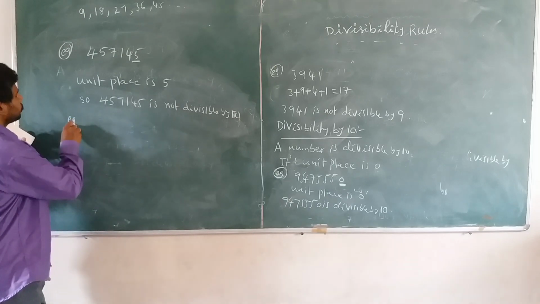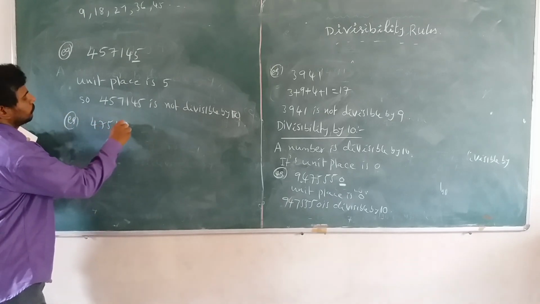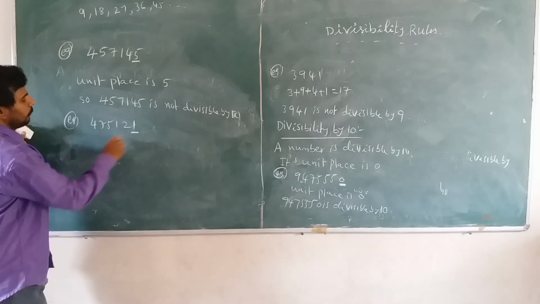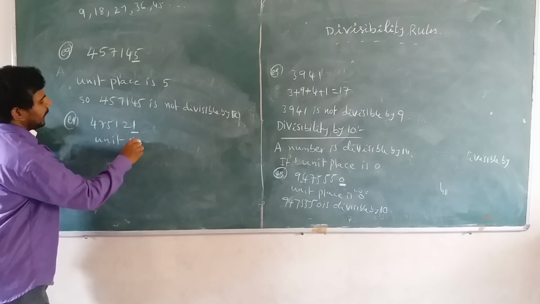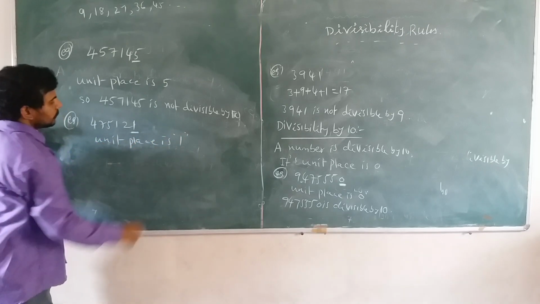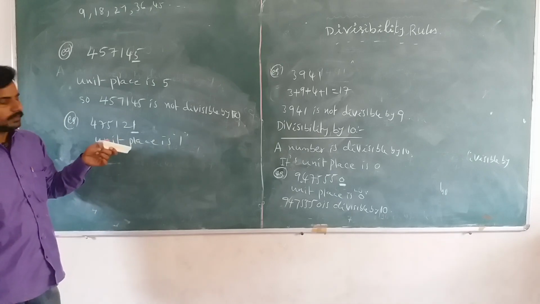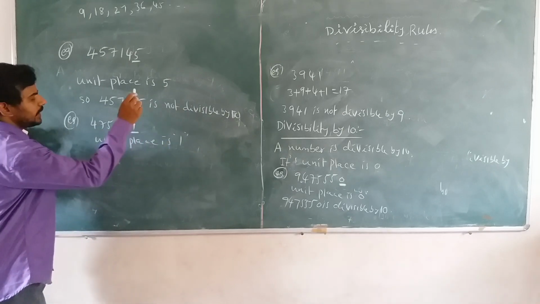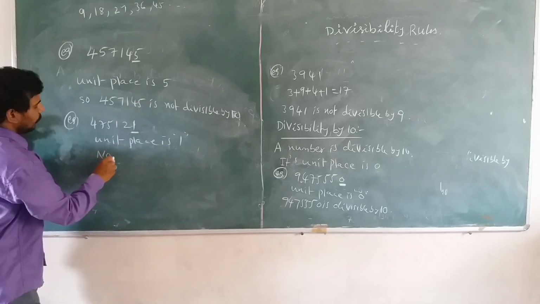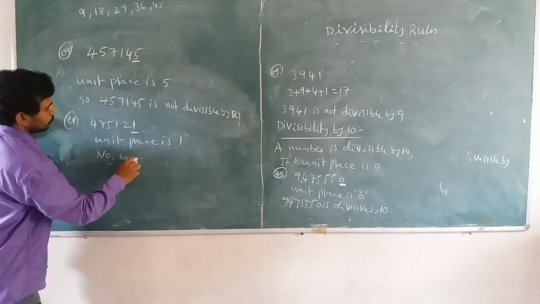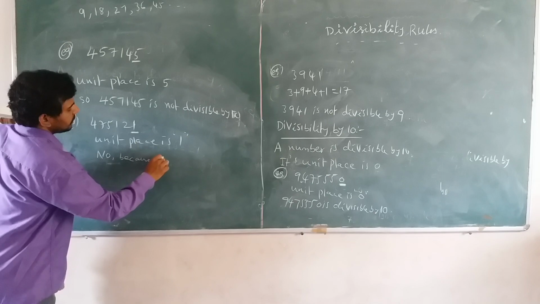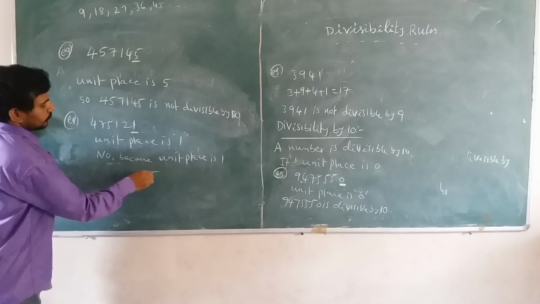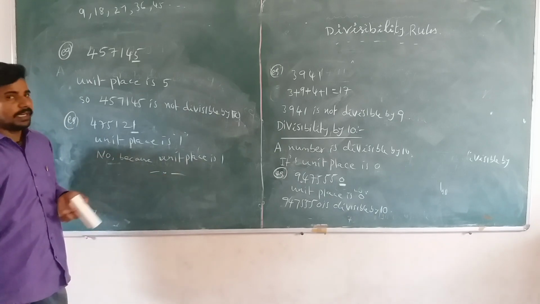One more example. Here a 6-digit number is given. Unit place. What is the unit place children? Unit place is 1. So is this number divisible by 10 children? No. Why? Because the unit place is 1. So this is today's lesson children.